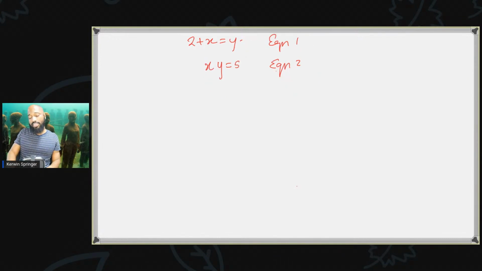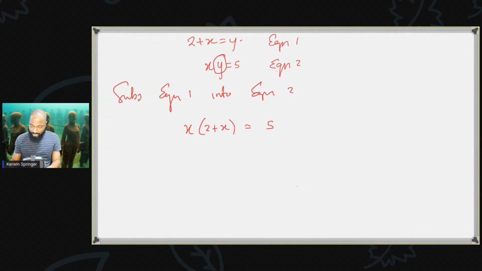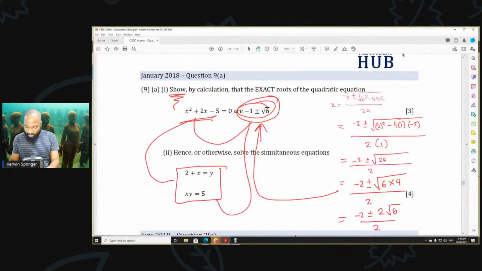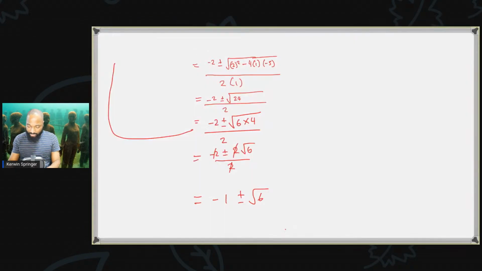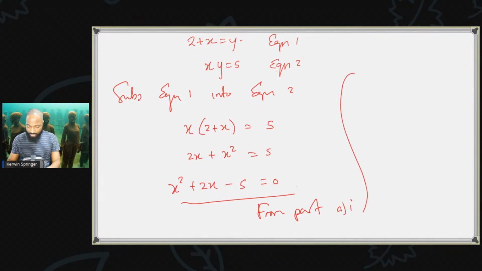And you already have y in terms of x. So it'll be like substituting equation 1 into equation 2. You will get x(2 plus x) is equal to 5. You all understand? Replace this with this. And now we'll have 2x plus x squared is equal to 5. Just a quick little rearrange and you see x squared plus 2x minus 5 is equal to 0, which is this. And once we reach there, we could say from the previous part, x must be equal to negative 1 plus or minus the square root of 6. So equation 1 was the linear one.